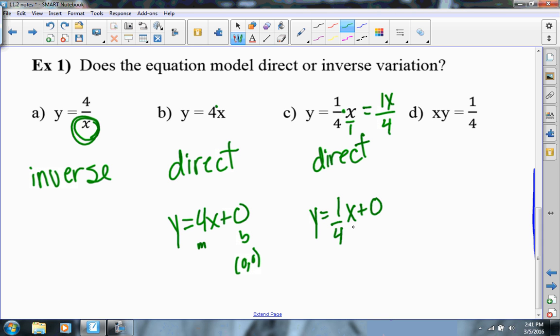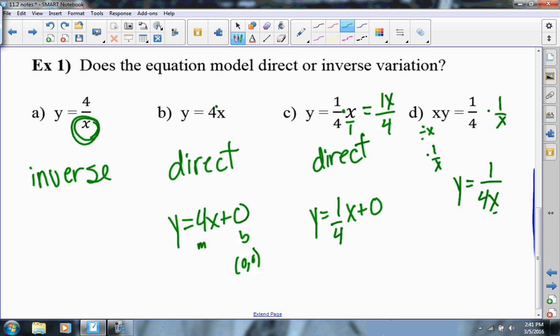Now for part D, this is a tricky one. This is about as tricky as it gets. Here we have x times y equals 1/4. And if we're going to have our variation equations, they have to be solved for y. So what I would do here is I would divide by x, or I would multiply by the reciprocal, which is 1 over x. So I'm going to think of it that way. If I multiplied both sides by 1 over x, then I would get y equals 1 over 4x.